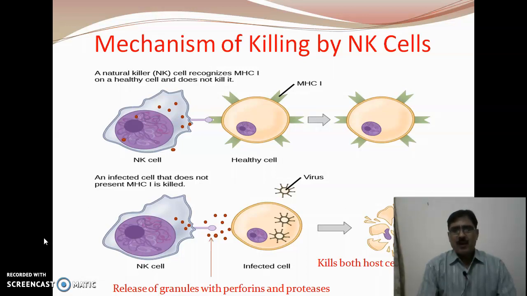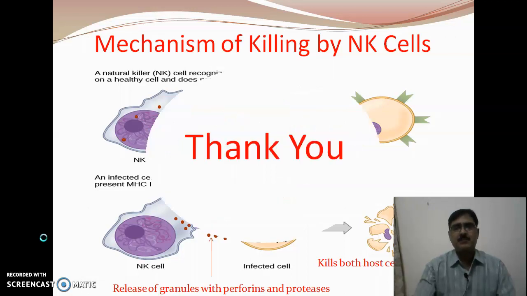So the presence or absence of major histocompatibility complex class 1 determines whether the NK cell recognizes a cell as infected or healthy, and if it finds an infected cell, it fires the bullet in the form of perforins and proteases, thereby killing the host cells as well as the microbes. So this finishes our first part on cells of the immune system. Thank you.